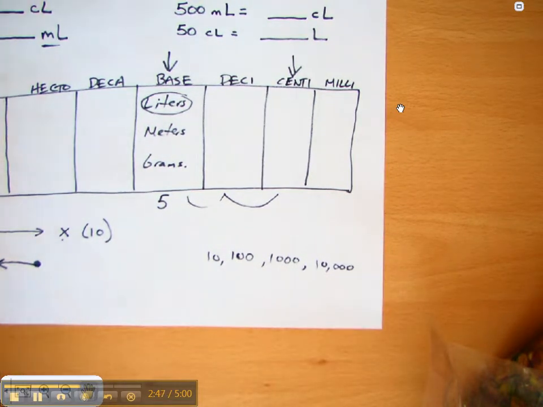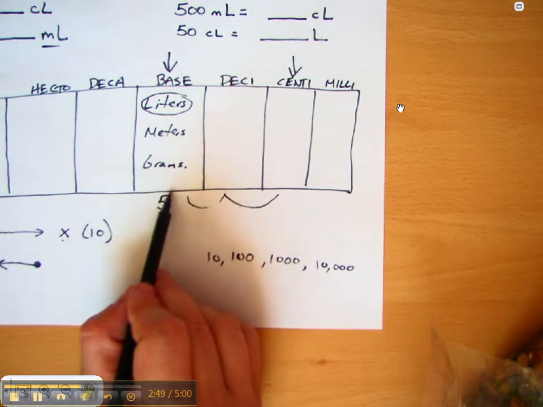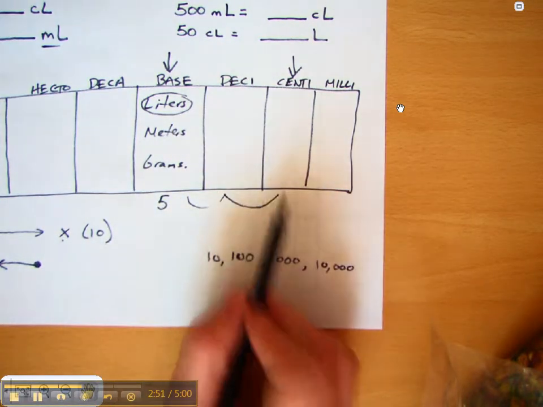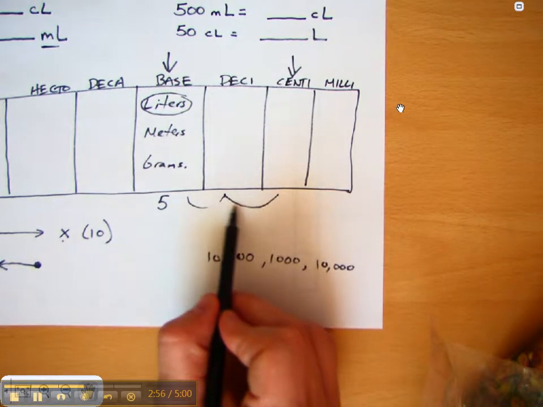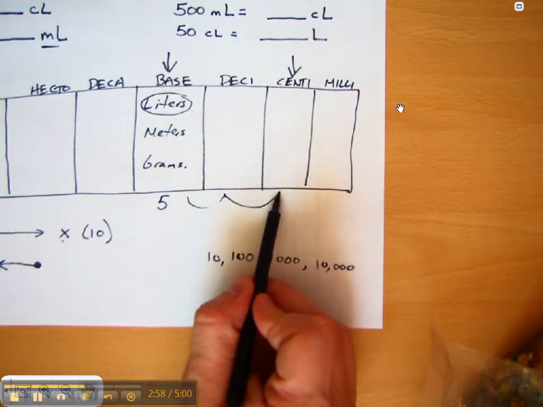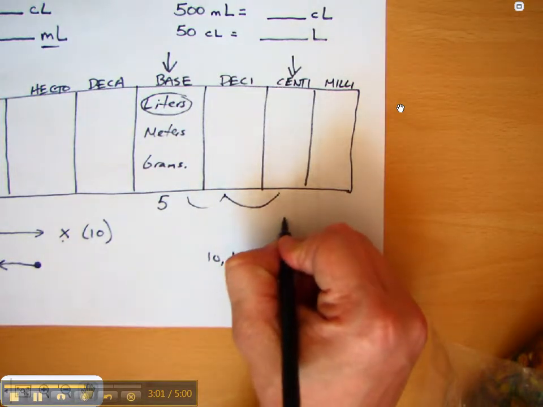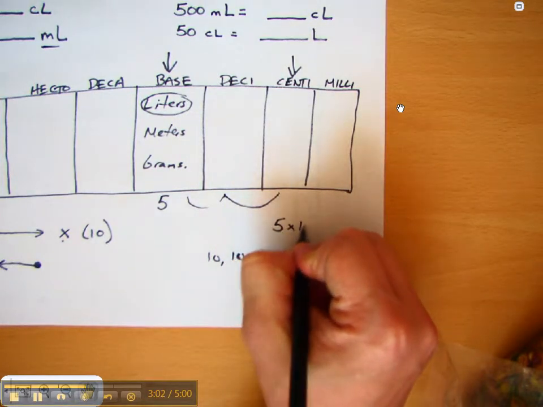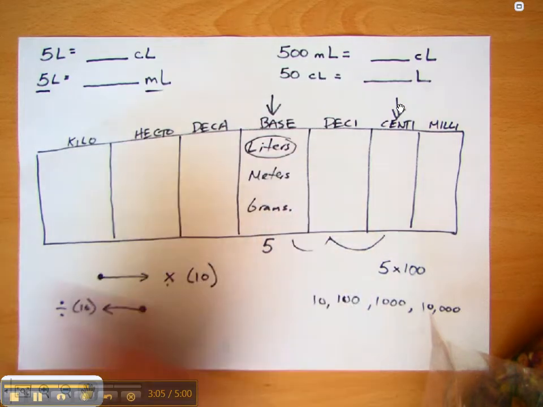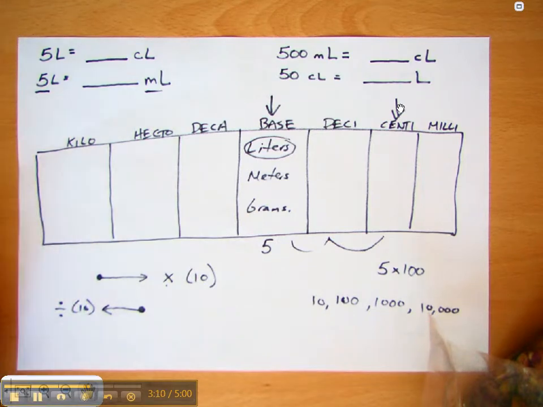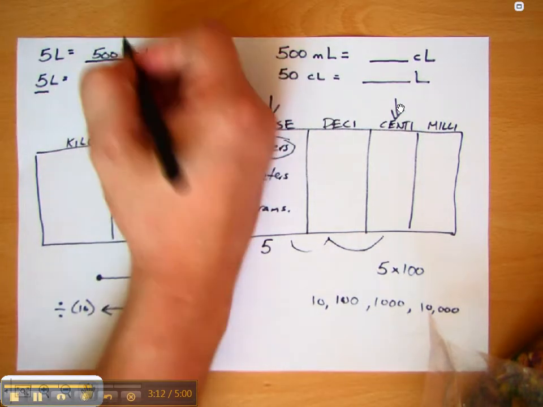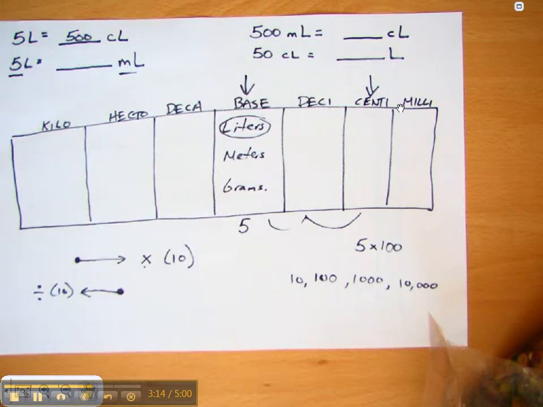So we're moving 2 steps here. Remember, we're at our base, and we're going 2 steps over to centiliters. Here we go. We're going to be multiplying by 10, multiplying by, what's the next one? 100. So all we do is we multiply that base number times 100. So, back to our original question, 5 liters is equal to exactly, well, what's 5 times 100? Well, obviously, 500, okay?